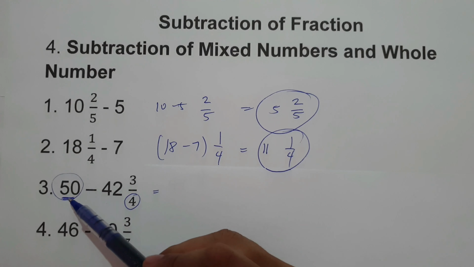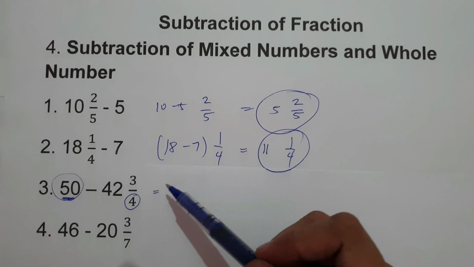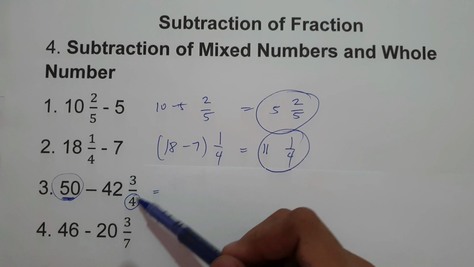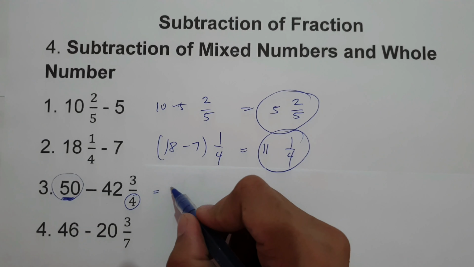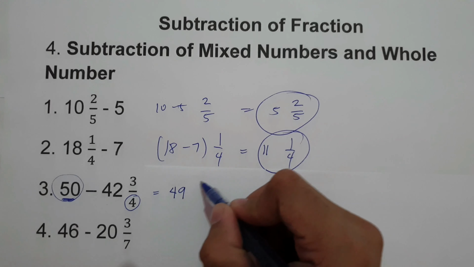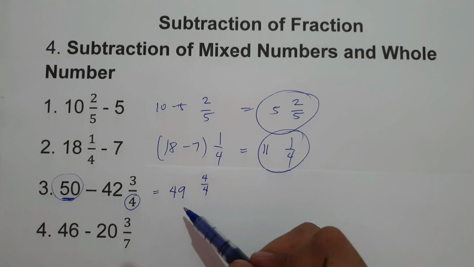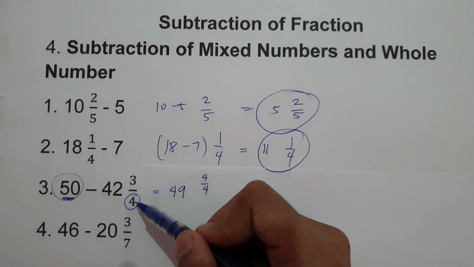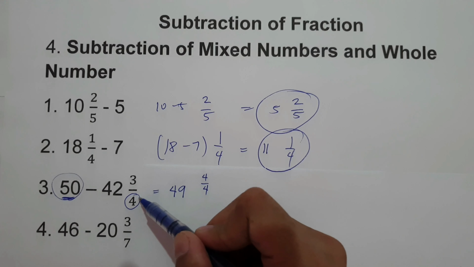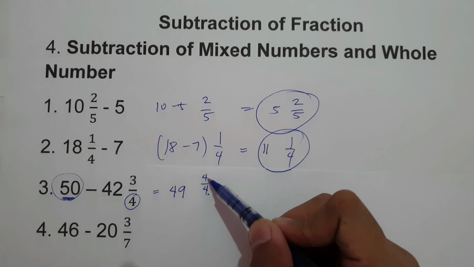Number 3, 50 minus 42 and 3/4. In order for us to subtract a mixed number from a whole number, we're going to write 50 as 49 and 4 over 4. Because we want to subtract 3/4 from 4 over 4. Since the denominator is 4, we write 4. 4 over 4 is simply 1, plus 49, that is 50.